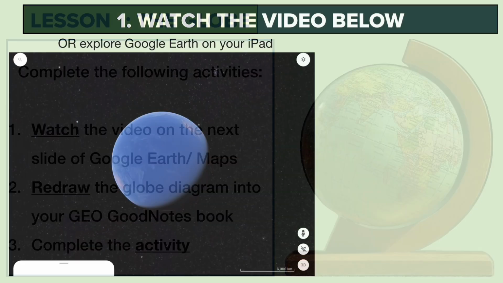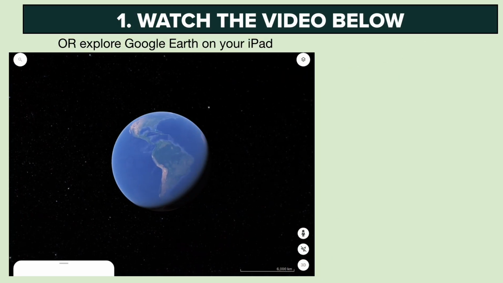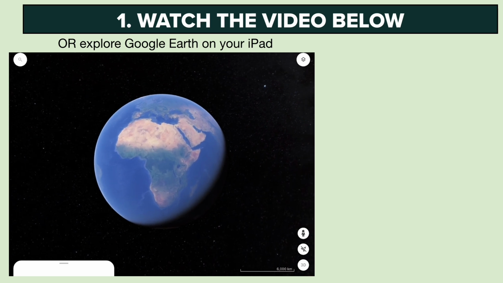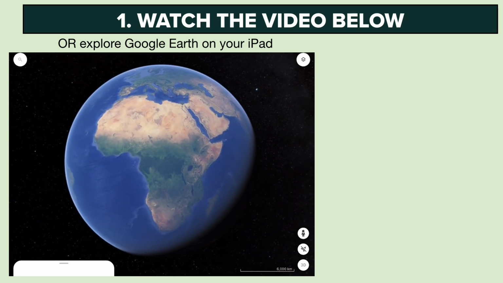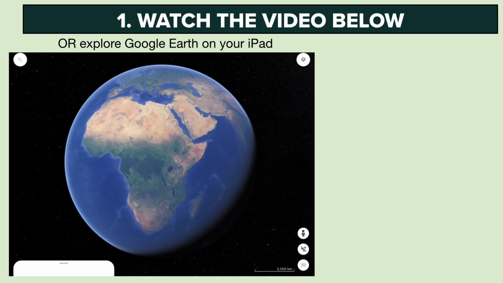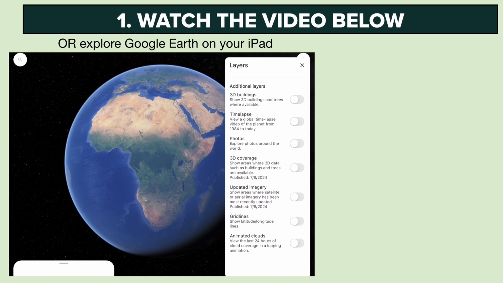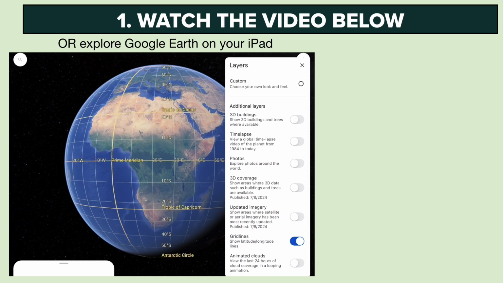So in this video on the slide, we have Google Maps open on our iPads. If you can't access Google Earth right now, then you can do so later when you're at home or whenever you have a chance. From this, we can clearly see that the Earth's shape is a sphere. So it's a 3D ball, like a circle.